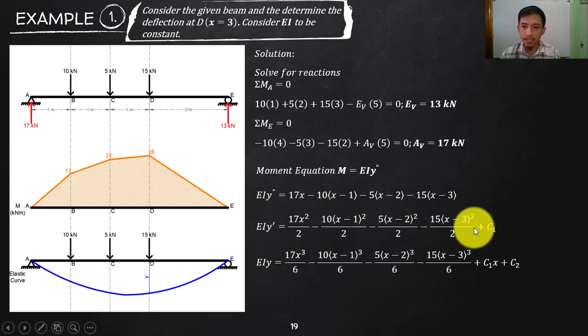So integrating again this side, using the power formula, n plus 1 will be 3, multiply the 3 below, that will make it 6. And then do not forget, integrating a constant, that will add x to it. And then do not forget to add another constant, since again we did one more integration. So this is your equation of deflection.